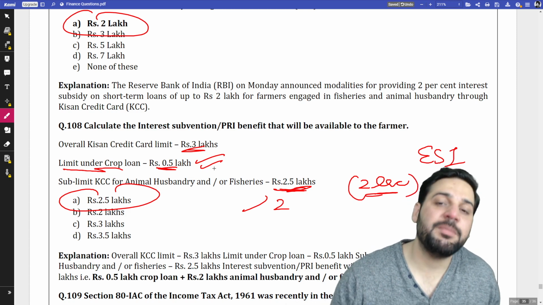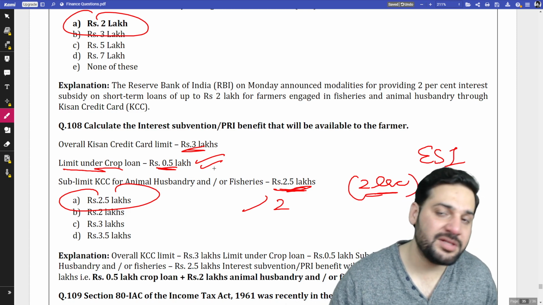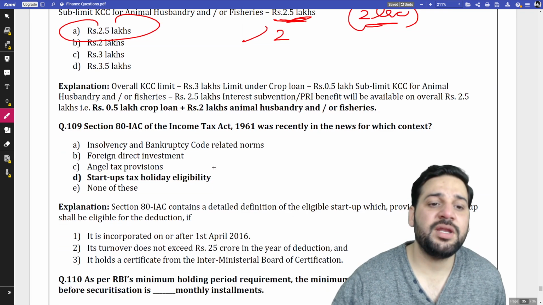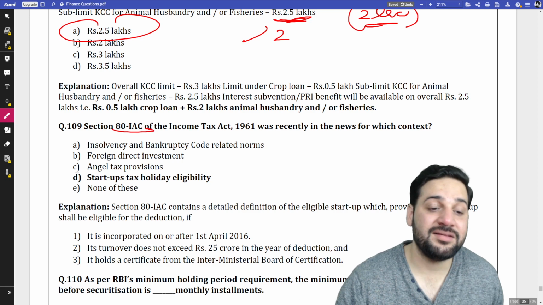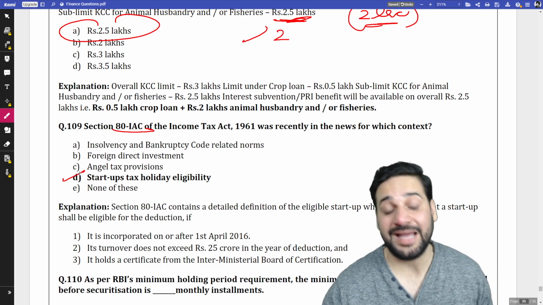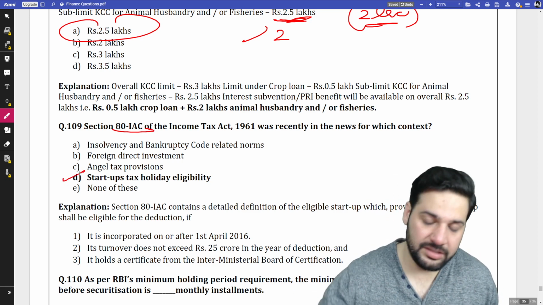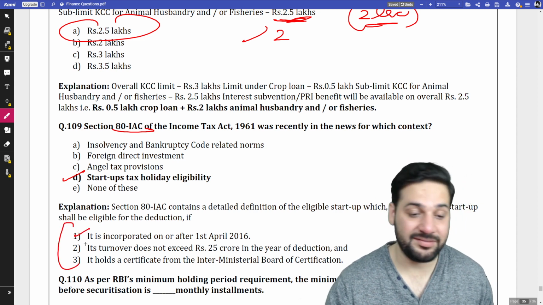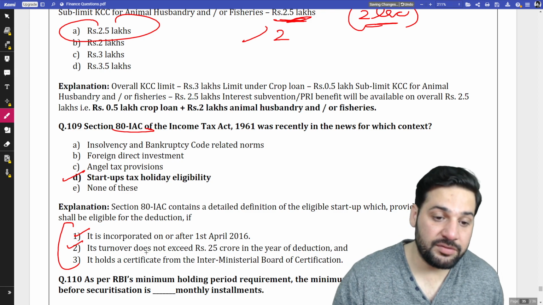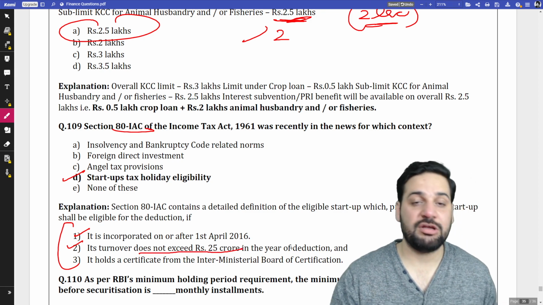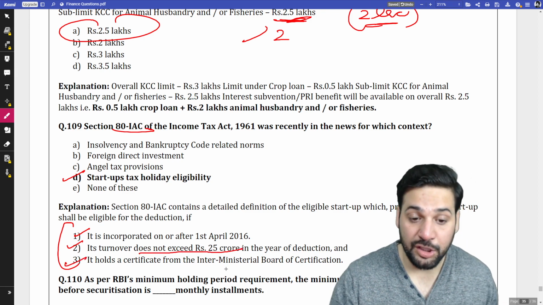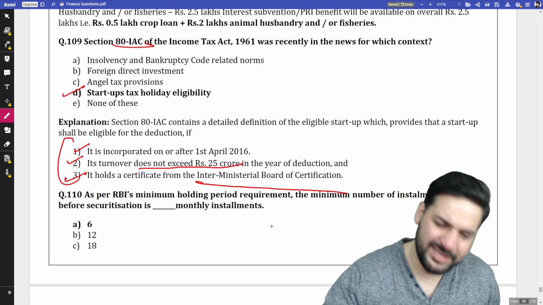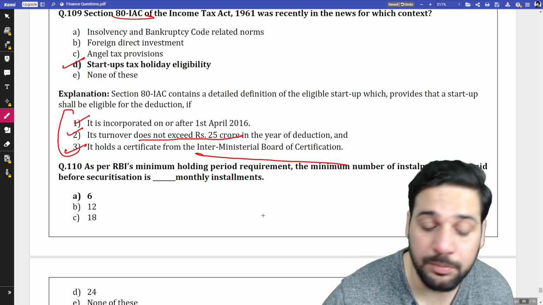And on the timely payment or repayment of the loan, an additional 3% of the subvention is available. Okay. So Section 80-IAC of the Income Tax Act is related to the startup tax holidays. There are certain conditions. It should be incorporated on or after 1st April 2016. Turnover does not exceed 25 crore in the year of deduction, and it holds a certificate from the Inter-Ministerial Board of Certification.